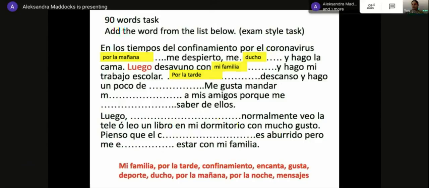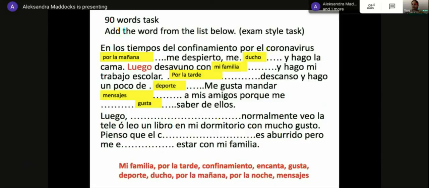Would it be an adverb? Would it be messages? Or would it be sport? Of course, it has to be sport because that's the only one that makes sense in this. Me gusta mandar. I put the M, so it indicates that it's got to be mensajes. I like to send messages. A nice phrase from the topic of technology. Me gusta mandar mensajes a mis amigos porque... what should it be? Me gusta saber de ellos, because I like.